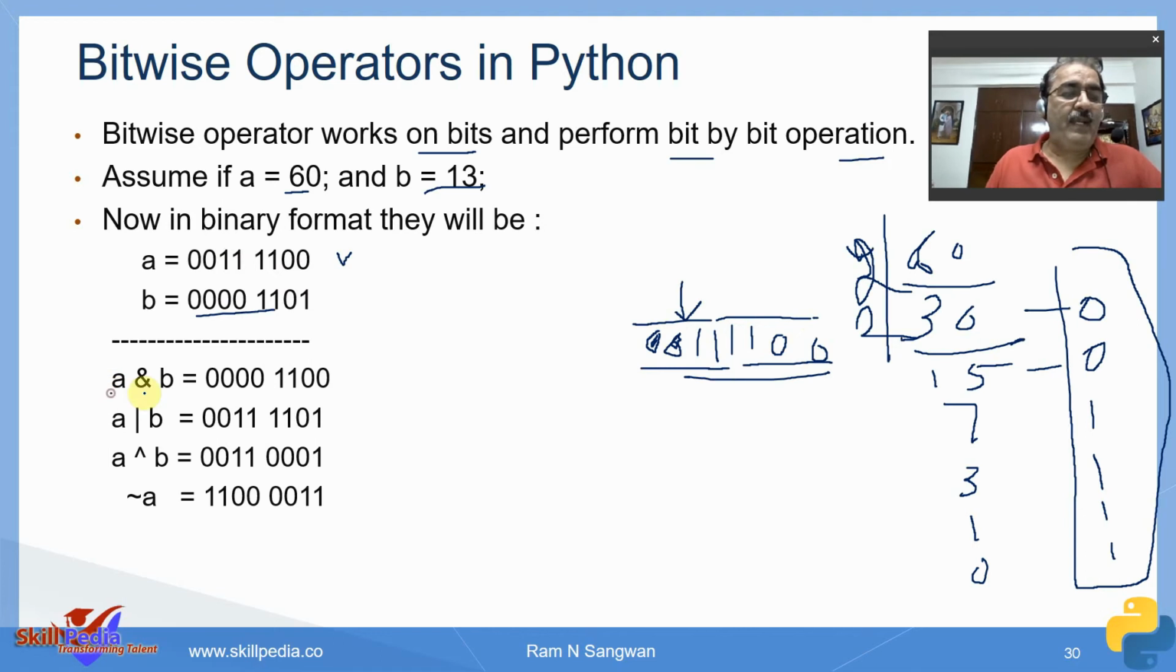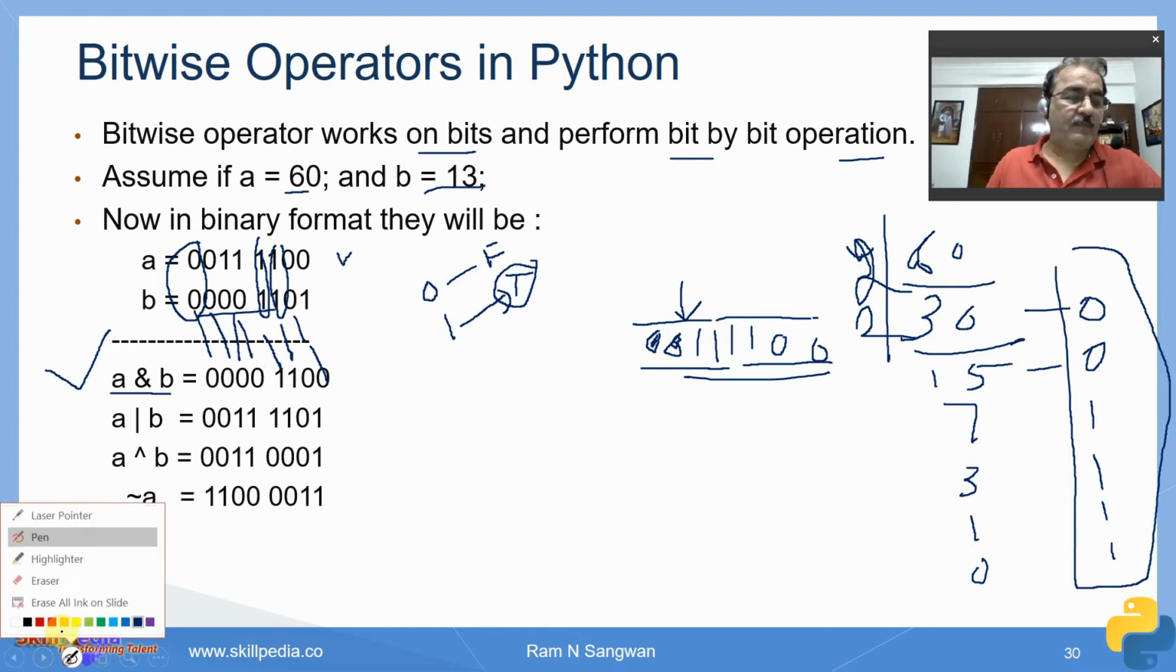Now if I say A ampersand B, that means AND will be applied between these bits. 0 and 0. The AND operator returns true if both are true. 0 means false, 1 means true. So if both the digits are 1, then only it will return 1, otherwise it will return 0. So this is 0, this is 0, this is 0, this is 0, but in this case both are 1, so it will be 1. Then in this case both are 1, so it will be 1, and the rest all 0. So this is bitwise AND.